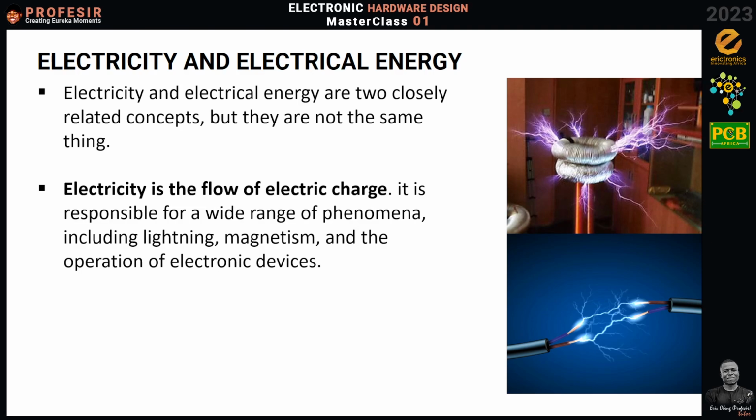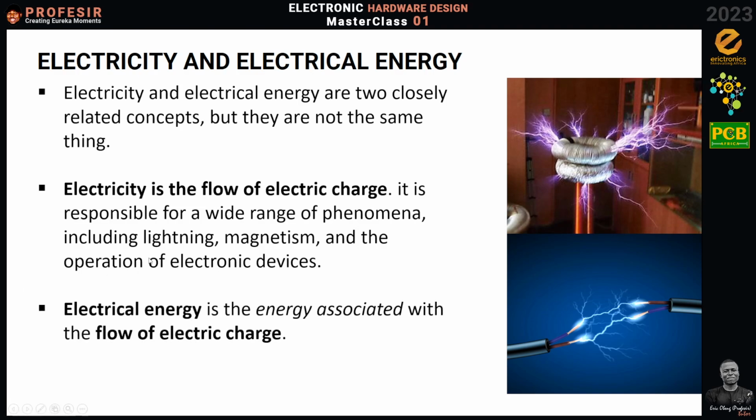Now, when we talk of electric energy, on the other hand, it is the energy that is associated with the flow. Let's say a flowing river, a river that is flowing downstream. If I put a canoe or a boat onto the river, the boat ends up being moved.